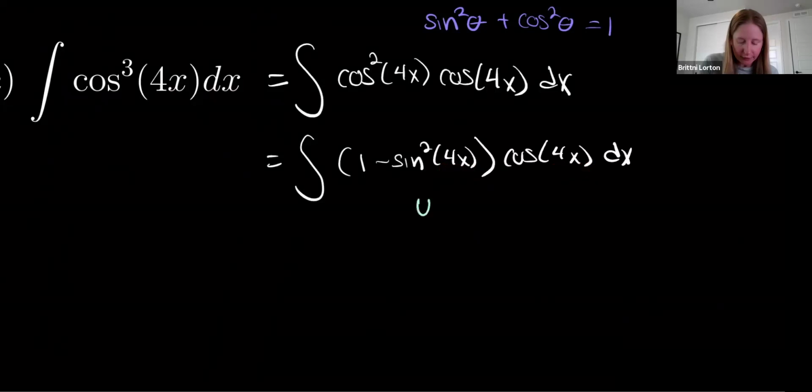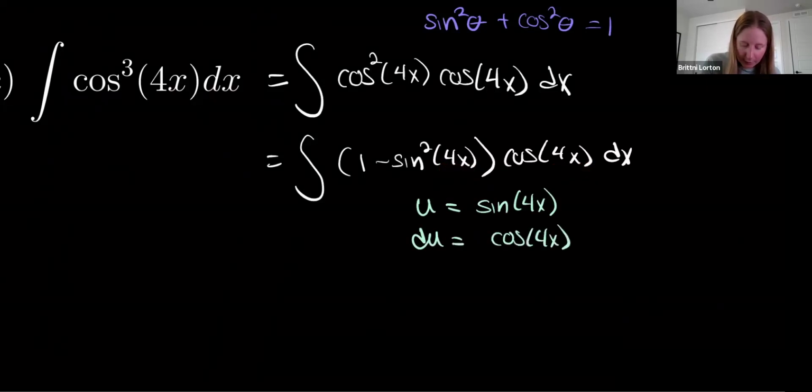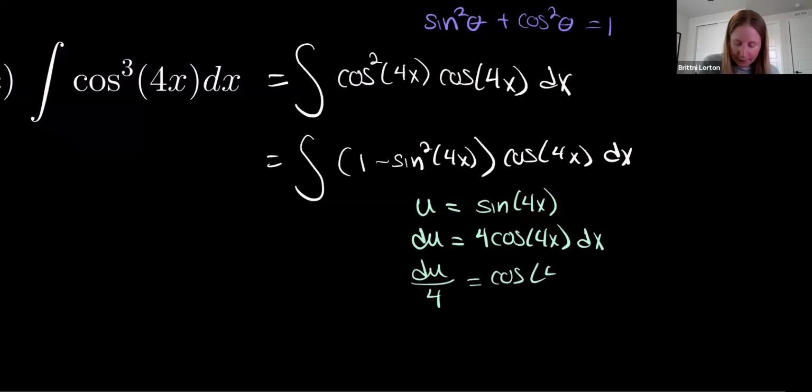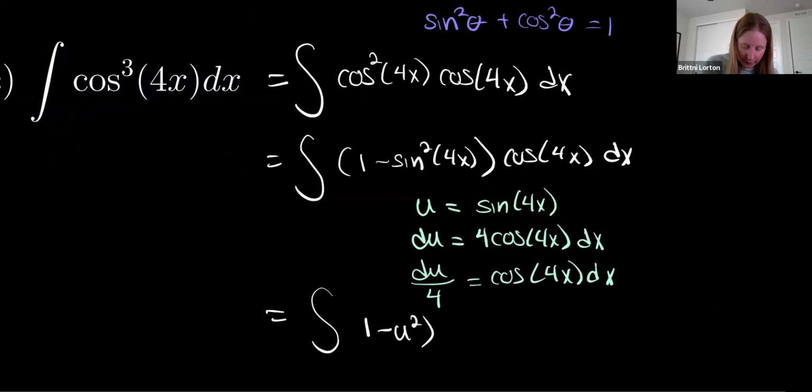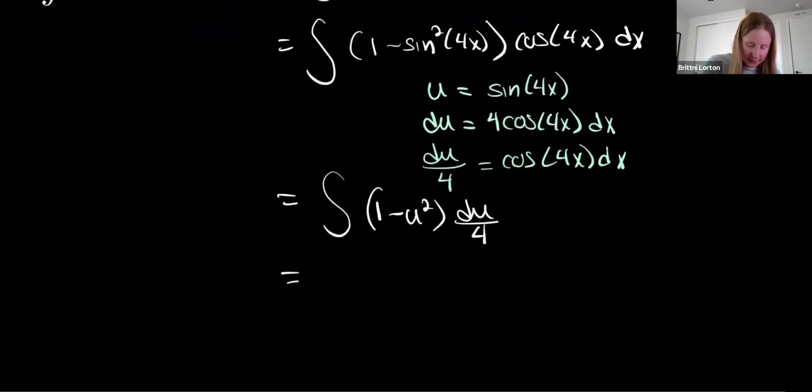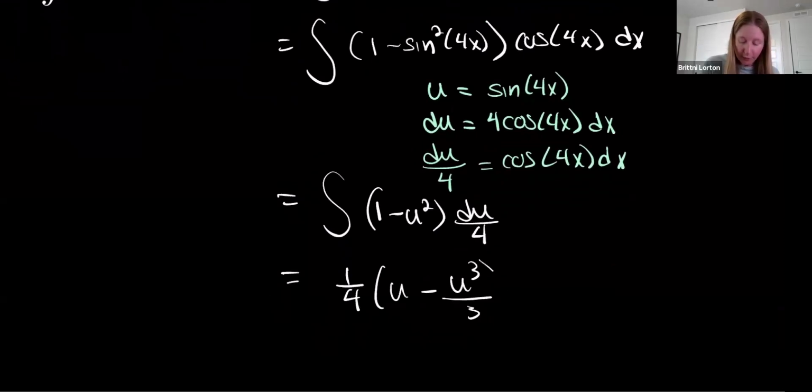Then you can do a really standard u sub. So I'm going to let my u be sine of 4x. The derivative of sine is cosine multiplied by the derivative of the inside. So du divided by 4 is cosine of 4x dx. So this becomes the integral of 1 minus u squared times du divided by 4. Much easier, 1/4 u minus u cubed over 3.